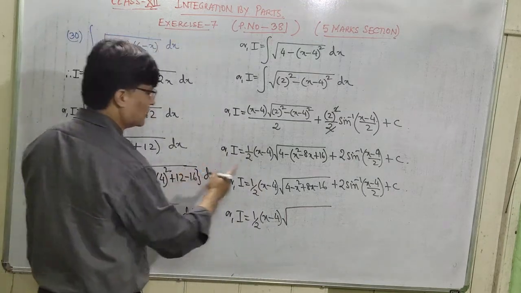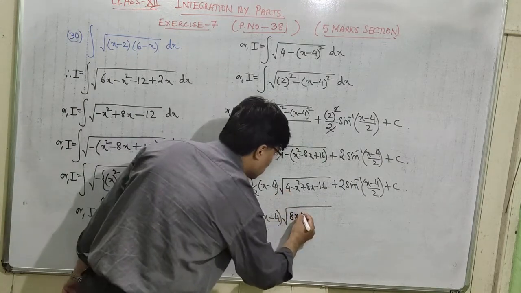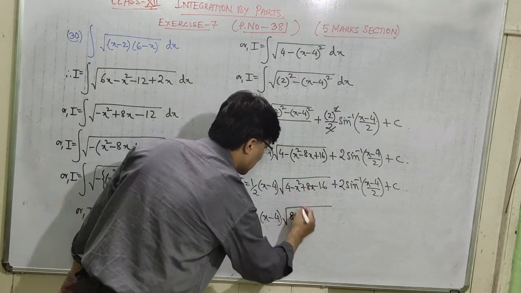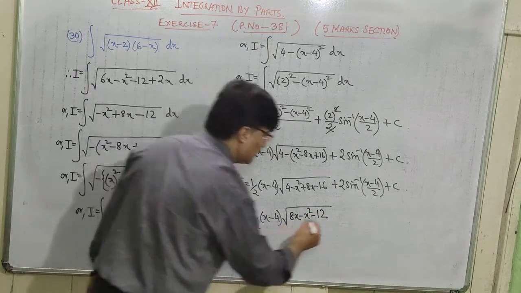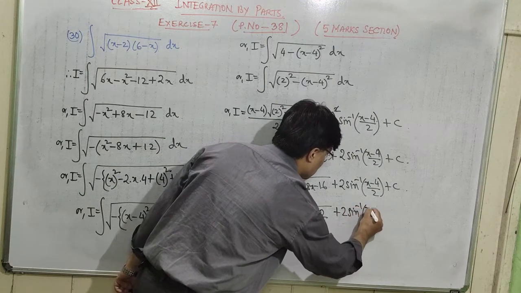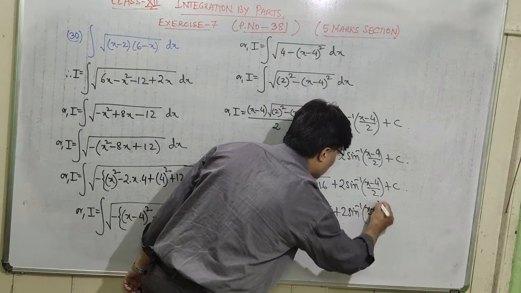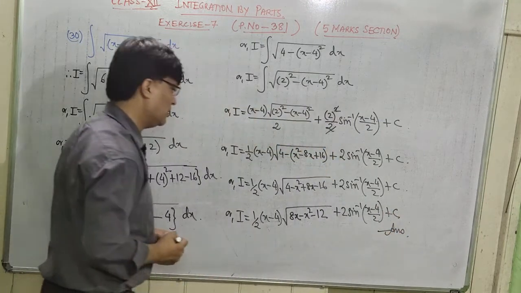So let us write here 8x first, then plus 8x, then minus x square, then minus 12, then plus 2 sine inverse, this is (x minus 4) by 2, plus c. So this is the final answer.